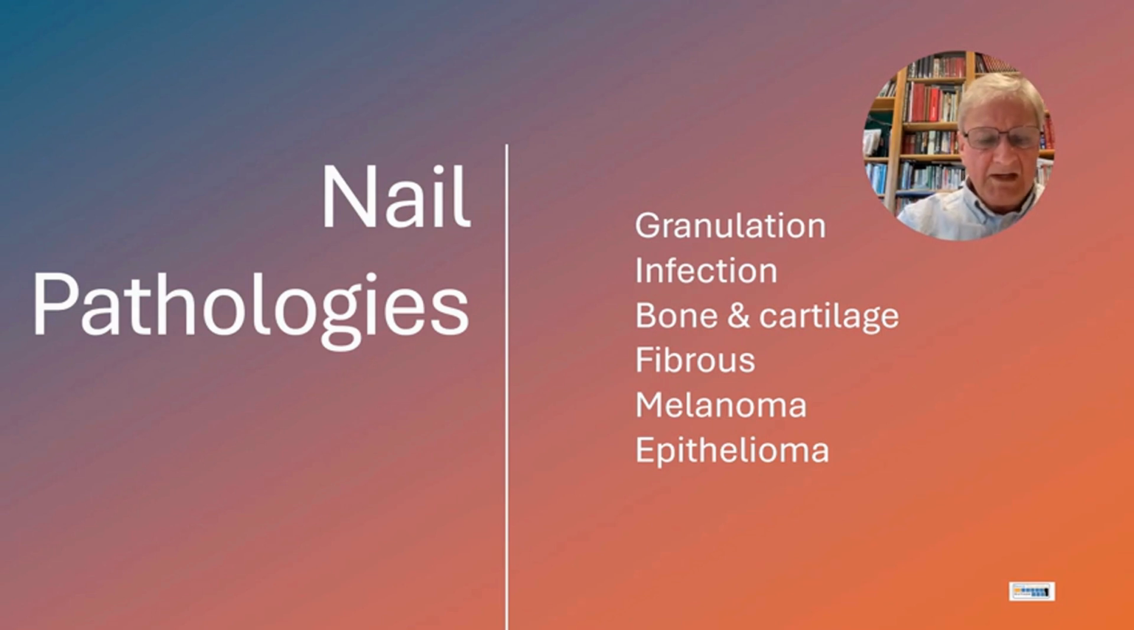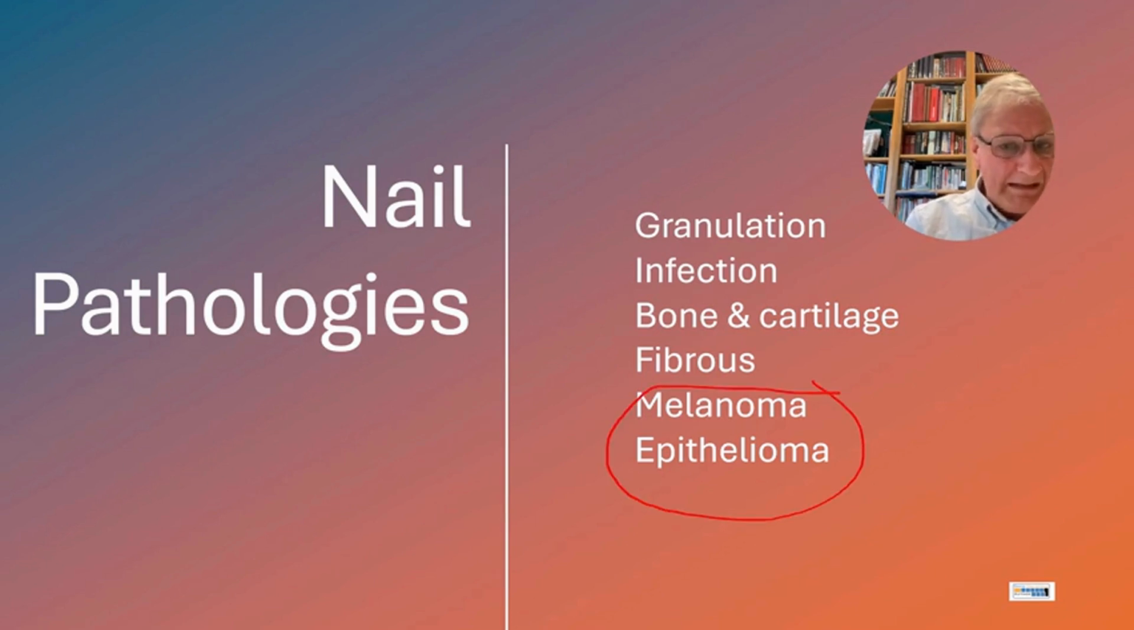I've really preferred to look at key areas, so I'm going to look at granulation as one condition, infection closely related. Bone and cartilage are going to be associated obviously with hard tissue, and we've got fibrous types of tissue. Melanoma and epithelioma are malignancies, and we'll deal with those at the end to differentiate.